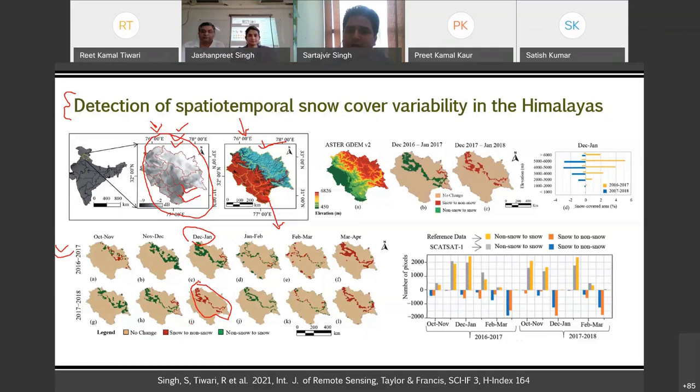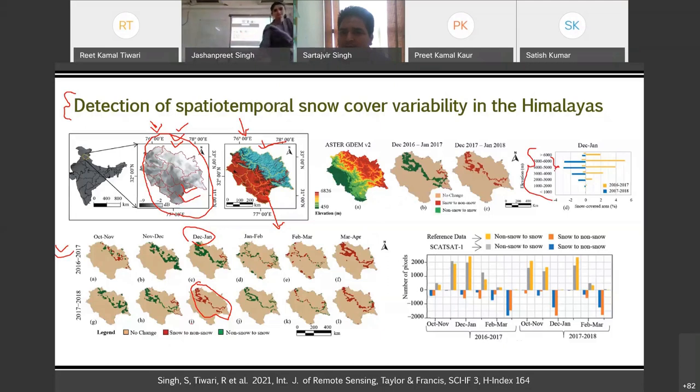So if it directly or suddenly changes from snow to ice or ice into water, then there is a problem for us. So that kind of problem we are identifying through this study. In this, we not only find out the time duration, but we have also found out the elevation point.